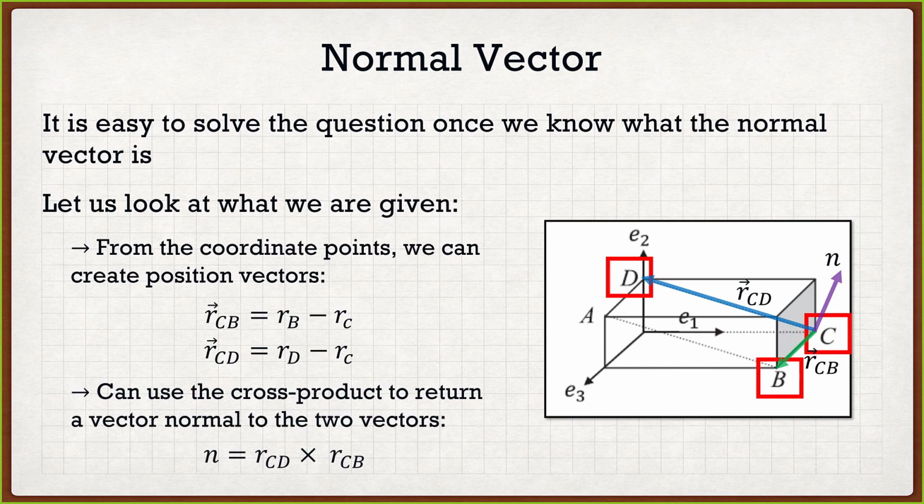How do we find what our normal vector is? Well, all we're going to do is cross our two position vectors together. Now there's one other trick. When we cross two position vectors together, we are going to obtain a vector that is not necessarily normalized. Chances are, if you just put in coordinate points, it's not going to be normalized.